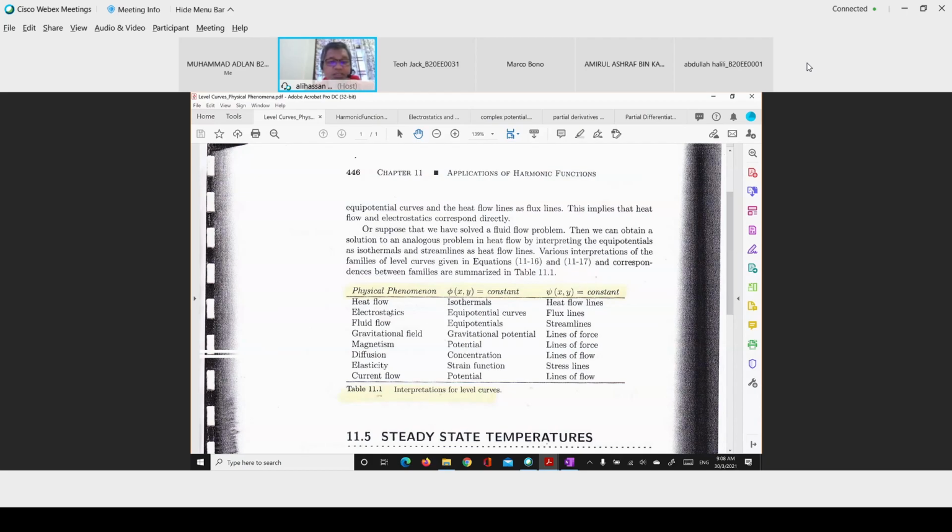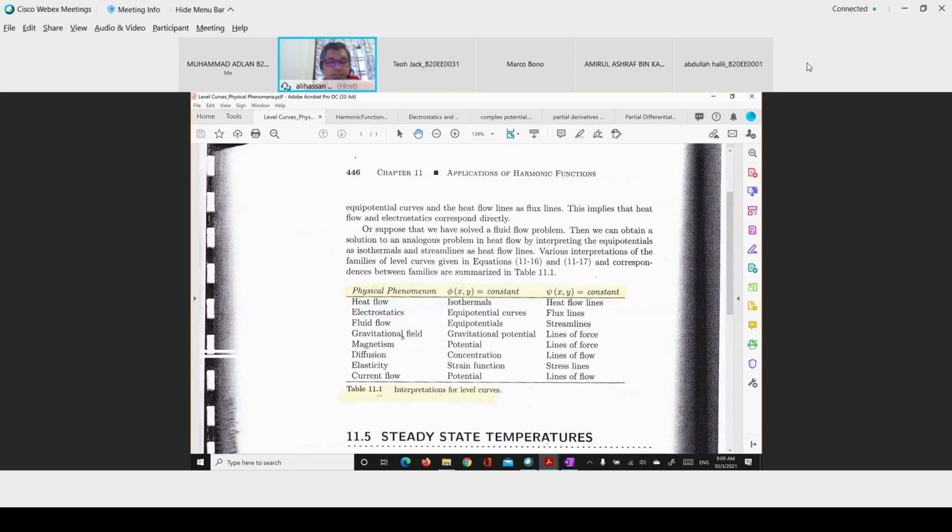And in electrostatics, phi equal to constant refers to equipotential curves. These are level curves where all points have the same voltage, the same potential, while psi refers to flux lines, showing the path along which a charged particle would move from higher voltage to lower voltage. In fluid flow, phi equal to constant is called equipotentials, and psi equal to constant the streamlines, how water would flow.